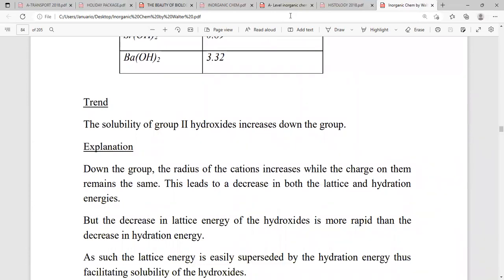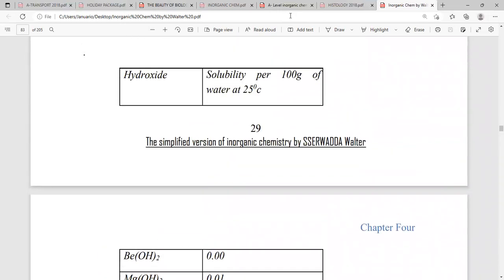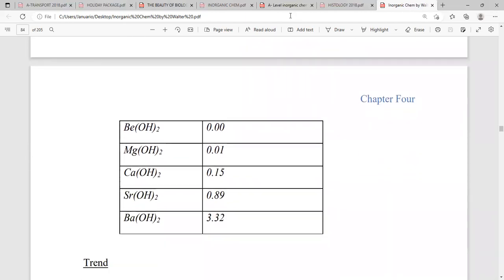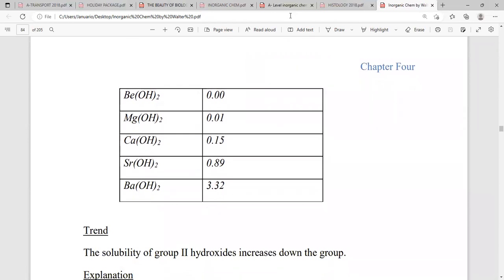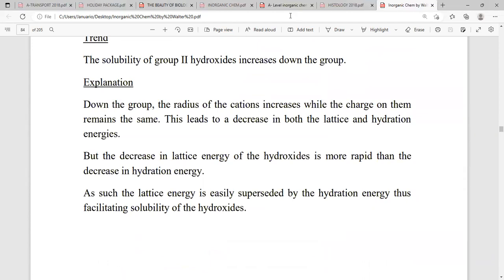So this is because down the group, we are looking at the solubility of barium hydroxide being 3.32, and the solubility of beryllium hydroxide being 0.0. That means beryllium hydroxide does not dissolve in water. Solubility is per 100 grams of water at 25 degrees Celsius. So as you go down, you are increasing the solubility of these hydroxides. This is because the radius of the cations increases while the charge on them remains the same. So the charge is the same, whereas the radius is increasing.